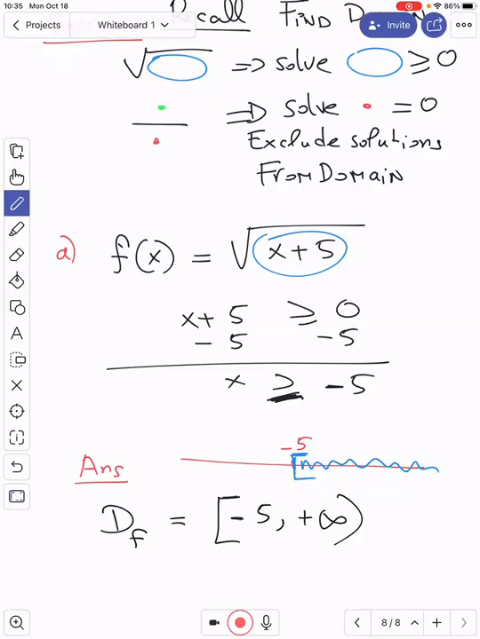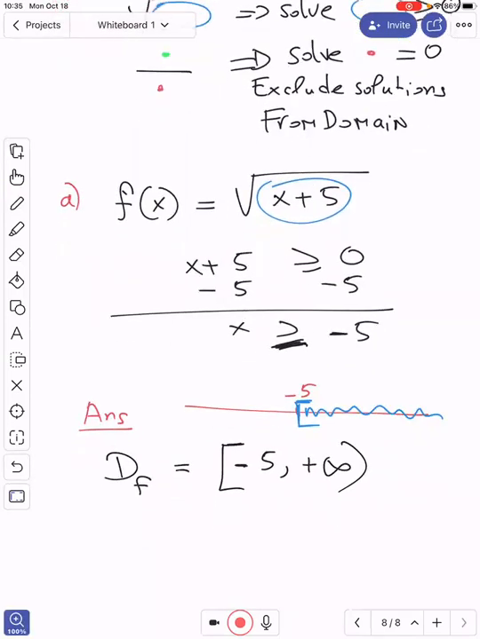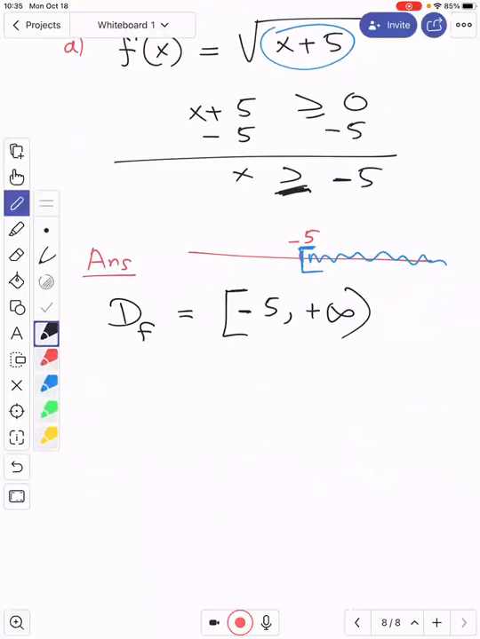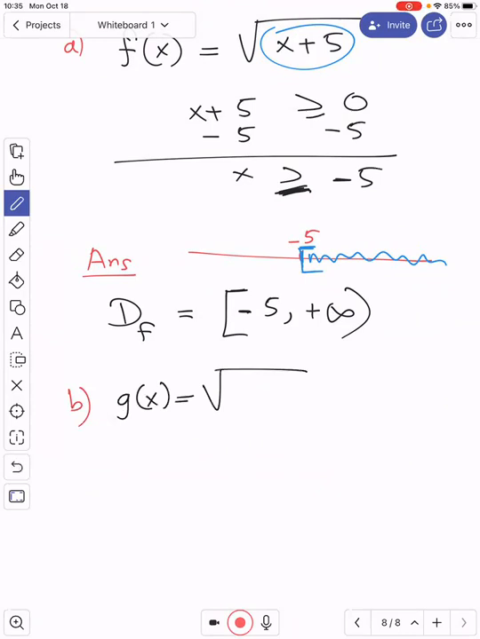Next, g. Same thing, it's also a square root. This is b. Guys, please interrupt me if you have any question. So g is the square root of 4 minus x, minus 2. Again, it's a square root, and under the square root is 4 minus x. I don't care about the -2. So we have to solve 4 minus x larger or equal to 0. Here you need to be careful, guys, because it's a minus x. That's not plus x, it's not like in A. So just be careful.